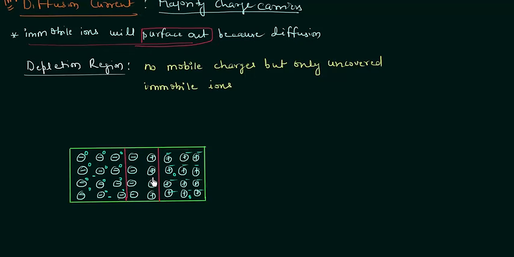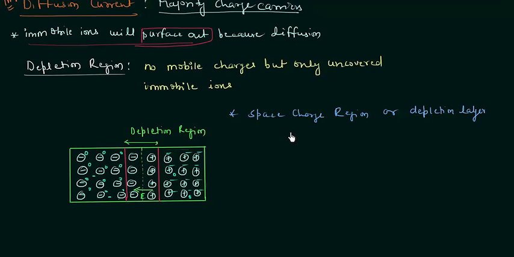Because of this potential difference, there is an electric field from right to left, that is, from positive to negative. Capital E is the electric field from positive to negative. This is the junction. I forgot to mark the junction here. This is the junction, and this is the depletion region. This depletion region is also called the space charge region, or depletion layer. These are the names for the depletion region.